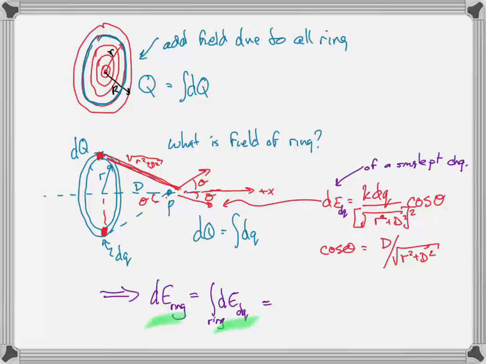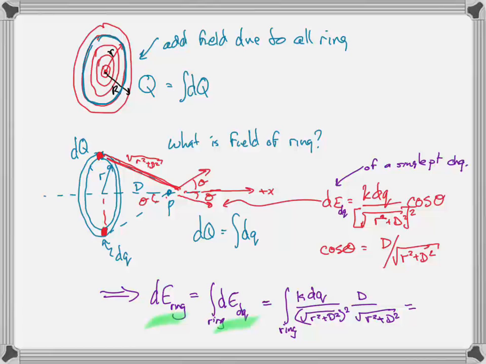So what you end up getting is the integral. We're integrating around the ring. I just didn't figure out what variable we're integrating yet. Integrating around the ring, k dq over the square root of r squared plus d squared times the cosine of theta, which is d over the square root of r squared plus d squared. And so if you look at this integral, everything is constant except for dq, our integration variable. Little r is constant for the ring. d is constant, the distance from the ring. And k is constant. It is, by definition, a constant.